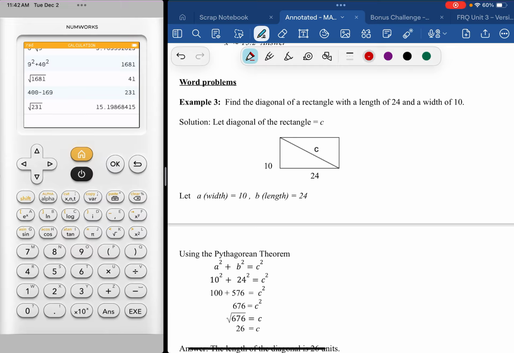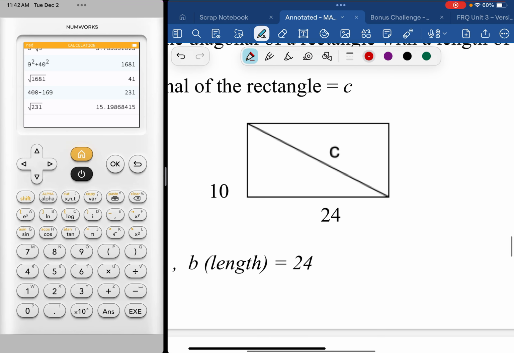You could also do word problems. Some of them are more geometric, I'll say academic, than practical. Find the diagonal of a rectangle with a length of 24 and a width of 10. Right, so that would be the hypotenuse of this triangle. All right. Let me thin that out actually a little bit.